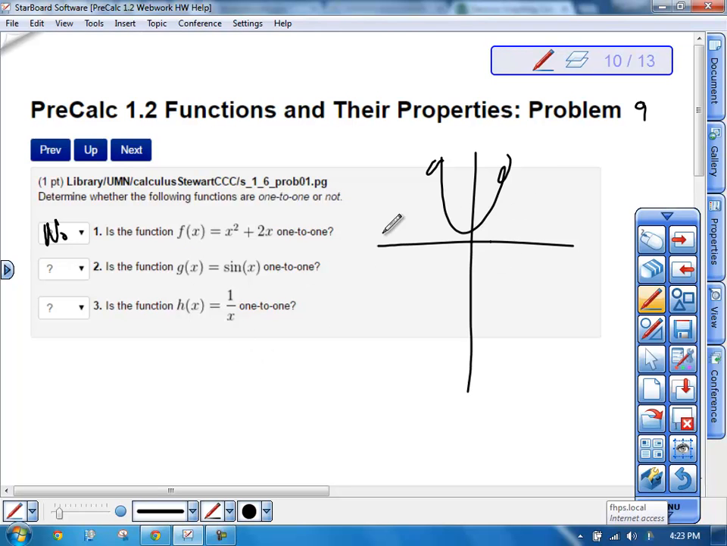Okay, the sine, same thing. The sine does not pass the horizontal line test, so that's not. But the reciprocal function does. That's fine. That passes the vertical and horizontal line test, so that would be yes for that one.